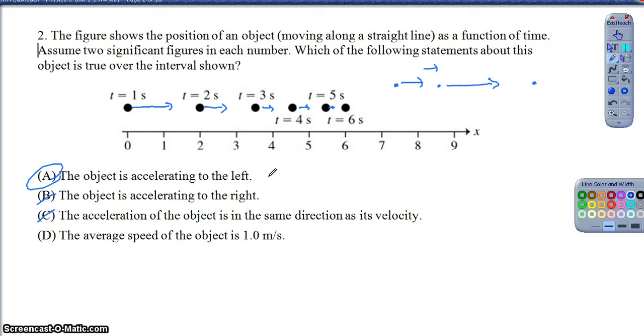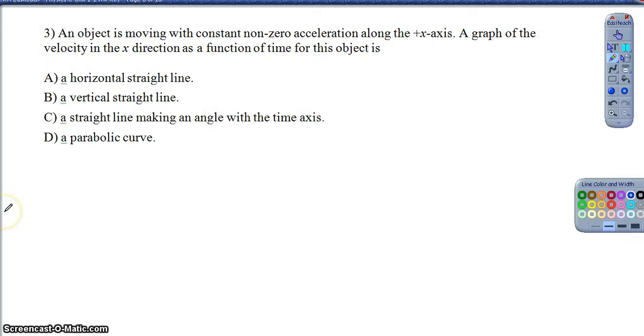The one aspect you do have to be careful about then for part D is to find the average speed. Well, if I look at the average speed, I go a total of 6 meters. The thing you have to be careful about is the total time that it takes me to go 6 meters is not the full 6 seconds because I started at 1 second. So even though I do go 6 meters, I do so in only 5 seconds. So my average speed would be 1.2 meters per second and not 1. So again, option D we can rule out as well. Option A is our best choice for that second question.